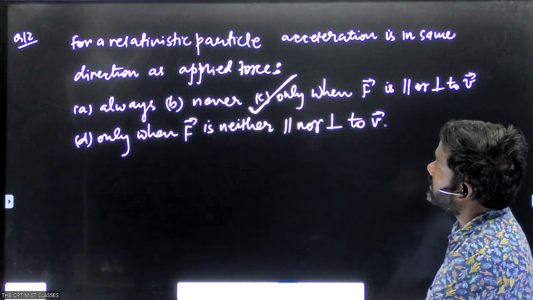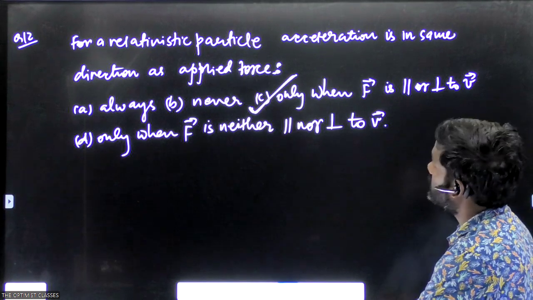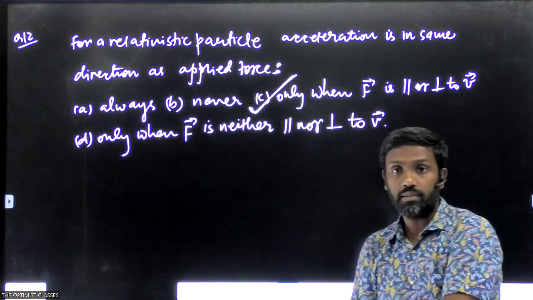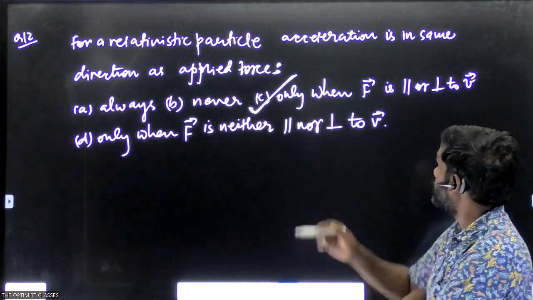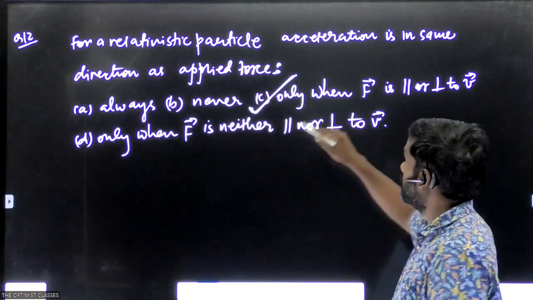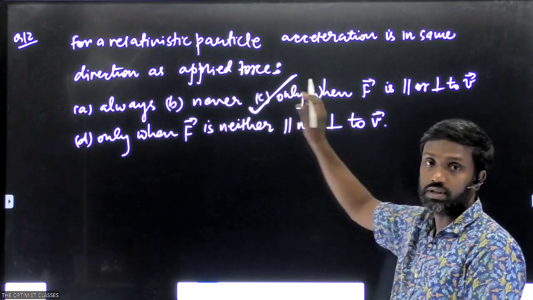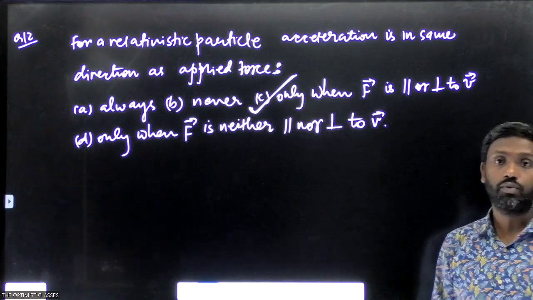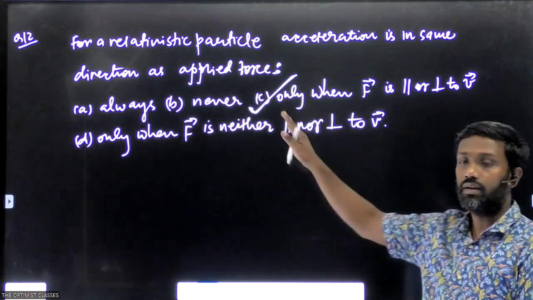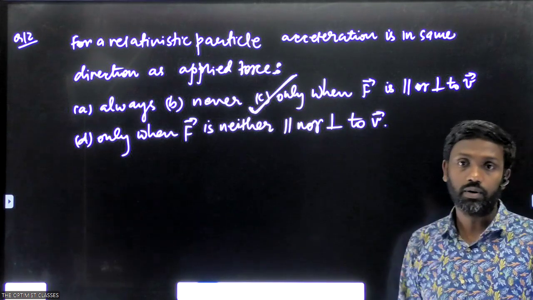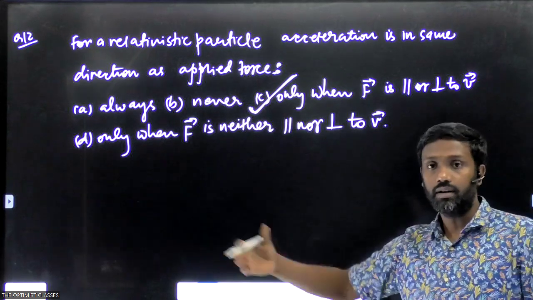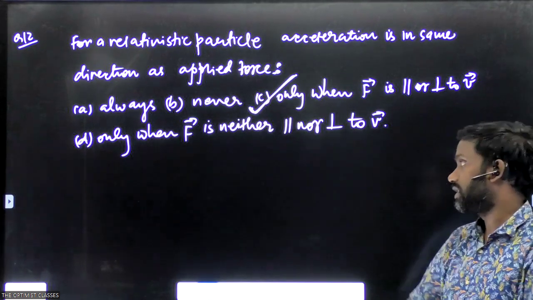The question says for a relativistic particle, acceleration is in the same direction as the applied force. So acceleration and force are in the same direction only when force is parallel or perpendicular to velocity. So in these two cases, we get this case. This is a very standard conclusion from special theory of relativity. That's why I have not written anything, and I reached this conclusion directly. If required, we can discuss it in detail later on.